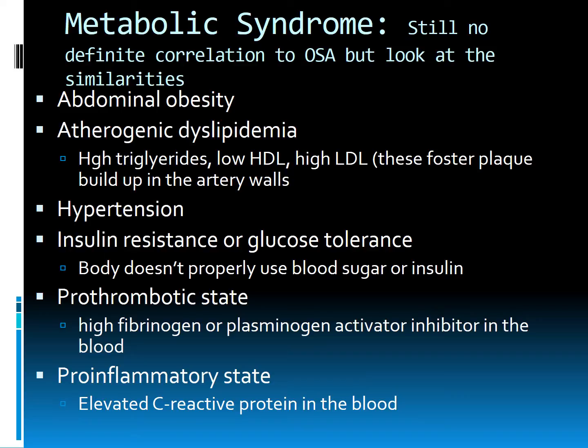Metabolic syndrome. There's still no definite correlation to OSA, but let's take a look at some of the similarities. Metabolic syndrome is characterized by a group of metabolic risk factors in one person. People with metabolic syndrome are at increased risk of coronary heart disease and other diseases related to plaque buildups in artery walls. So they're at more risk for stroke and peripheral vascular disease, as well as type 2 diabetes. The metabolic syndrome has become increasingly common in the United States, and it's estimated that over 50 million Americans have it. The dominant underlying risk factors for this syndrome appear to be abdominal obesity and insulin resistance.